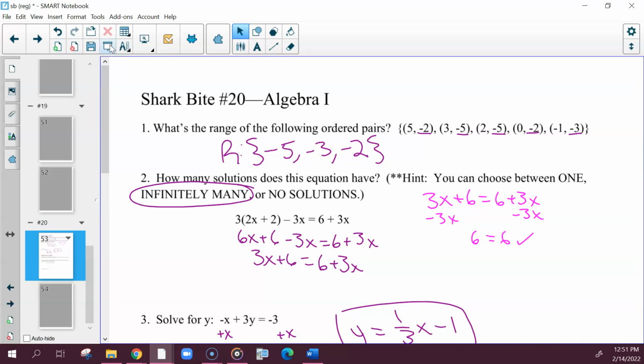Okay. Here's another trick. Math. So for number 1, the range of this should look somewhat familiar because the last shortcut we did had the domain, same ordered pairs. For this one, we're looking for the range, which is just your y values, but least to greatest. So least to greatest without repeats, that would be -5, -3, -2. And that's it.